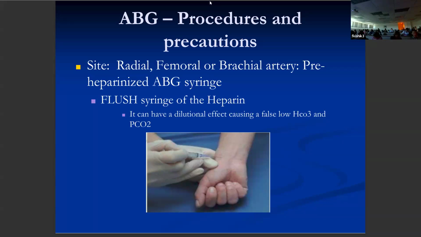You don't need it. By squirting it out, that syringe and the needle is already primed with heparin. You don't need all that heparin in there. So it can alter your CO2 and your bicarb levels. So get rid of it, but use that needle.